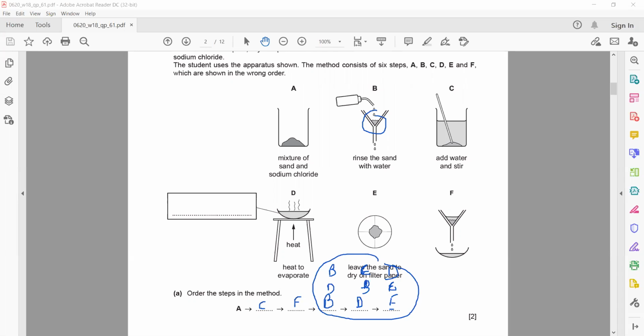But the first one, how DBE? What you have here, you can evaporate. So first one is D. And the second step, what was left on the filter paper, you wash that and leave it to dry. So all possibilities are there.